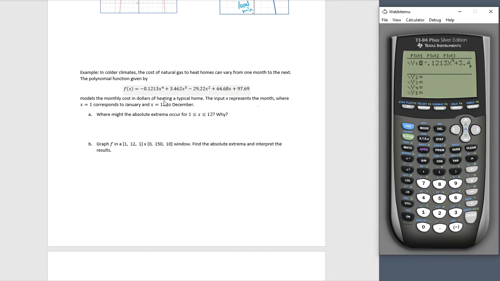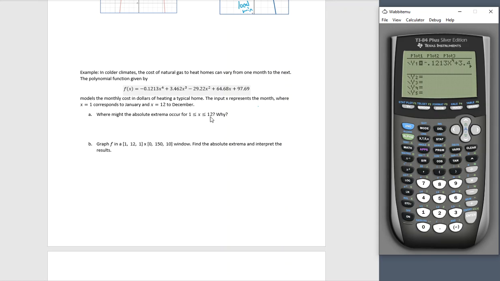This models the monthly cost in dollars of heating a typical home. The input x represents the month, where x equals 1 corresponds to January and x equals 12 corresponds to December. Where might the absolute extrema occur for 1 less than or equal to x less than or equal to 12?